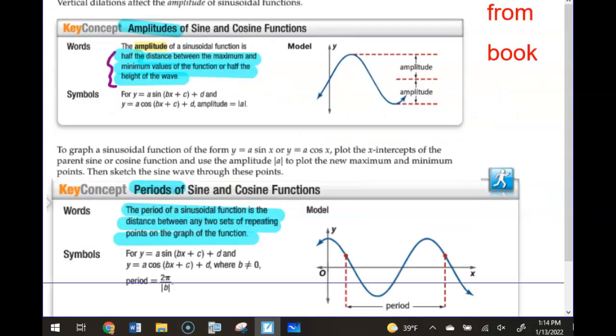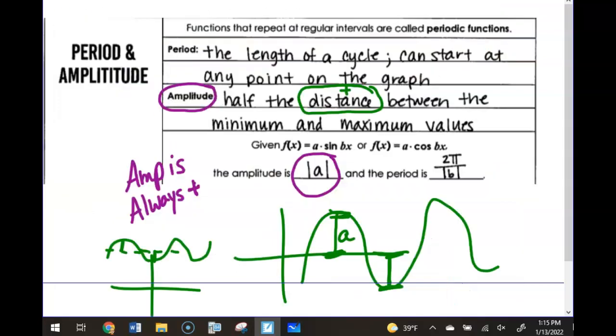All right, the next thing is period. The period of a sinusoidal function is the distance between two sets of repeating points on the graph. Now, please notice if you start here, you don't finish here. Do you understand that that's only half a period because you didn't do both parts? You didn't do the below and above, okay? But if you start here and you've done the entire cycle and it finishes here, that distance is 1 period. So it says the length of a cycle can start at any point on the graph. Did you already copy that one down, guys?